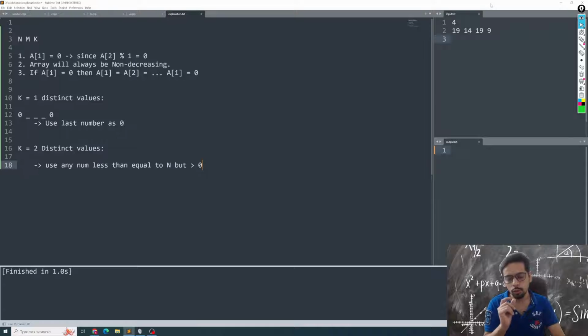N will also give you two distinct numbers because if you keep the n plus 1th number as n, then an will become n modulo n, which is 0, and the two distinct numbers will be, all the array is 0 and the last number is n, so 0 and n. Also, any number that is a multiple of n will also give exactly two distinct values.